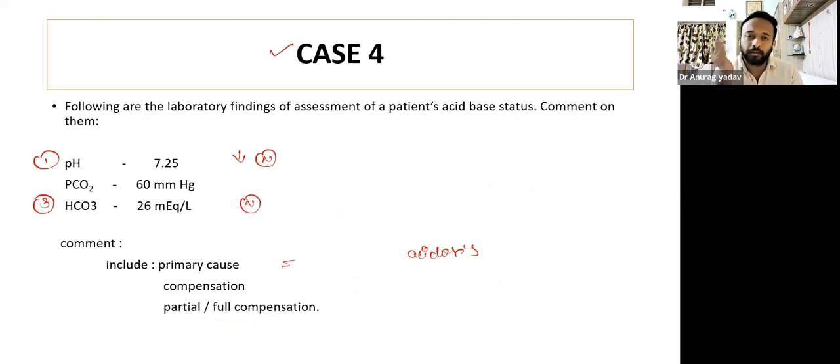There is acidosis, bicarbonate is normal. So acidosis is not because of bicarbonate. Now you see the third component, carbon dioxide. Is it increased or decreased? Increased. Increased carbon dioxide causes acidosis. Acid is increased. So what is the cause for this now?